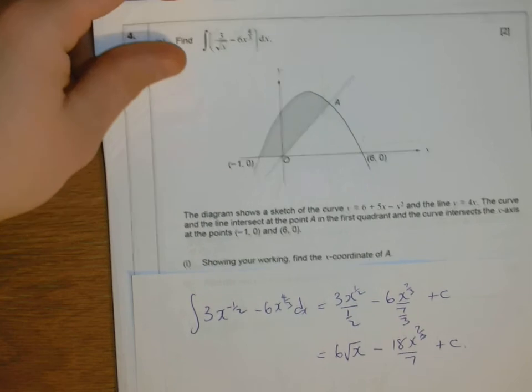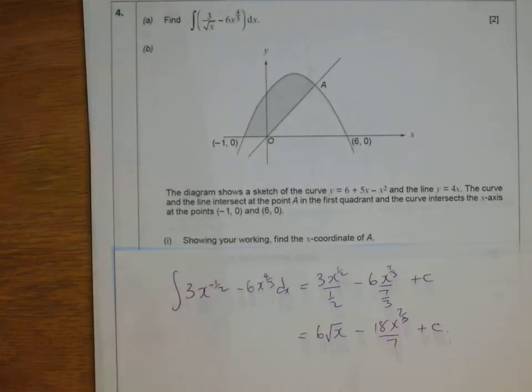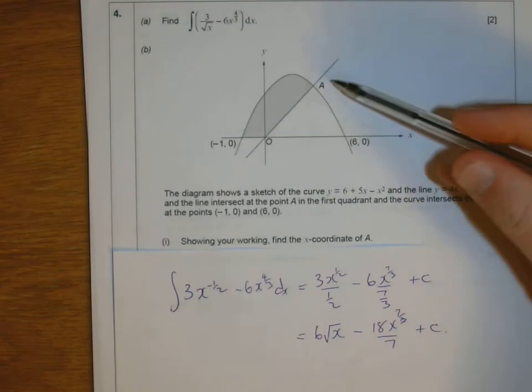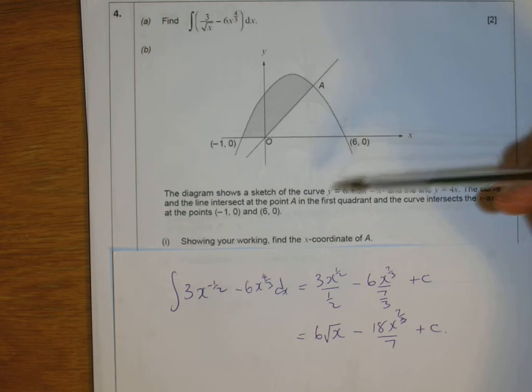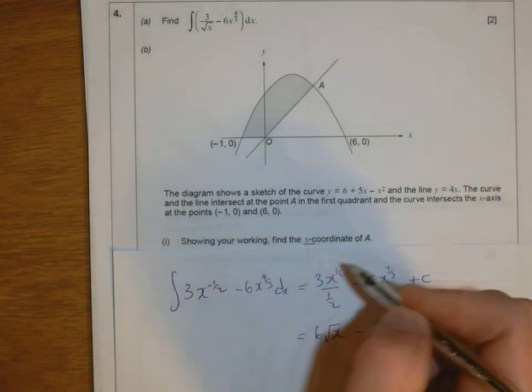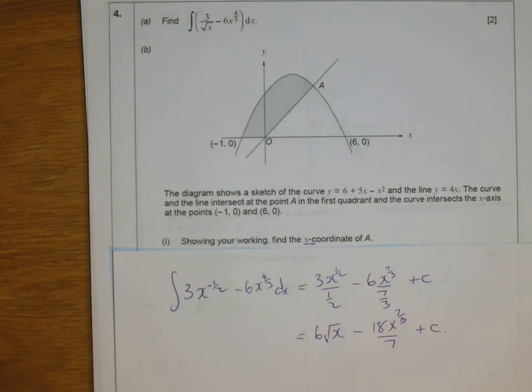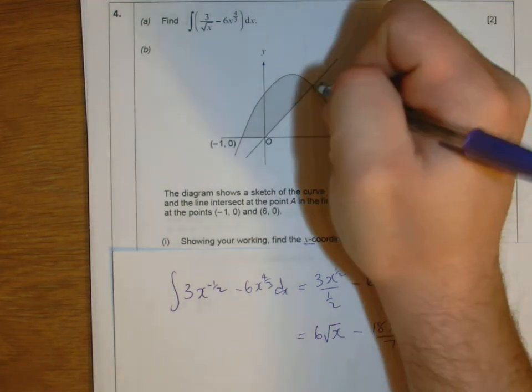Part B then, we've got a diagram here of the curve and the line y equals 4x. The curve and the line intersect at the point A, which is there in the first quadrant, and the curve intersects the x-axis at these 2 points, -1, 0 and 6, 0. Show in your work again, find the x-coordinate of A. So you only want the x-coordinate, right? You don't need to find the y value here. We want to find out this here, of course.